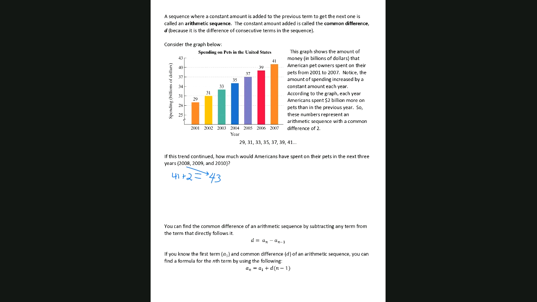In 2009, I'm going to take 43 and add 2 to it. So Americans would have spent 45 billion. And in 2010, I'm going to just take 45, the previous number, and add 2 to that. So that's 47 billion.